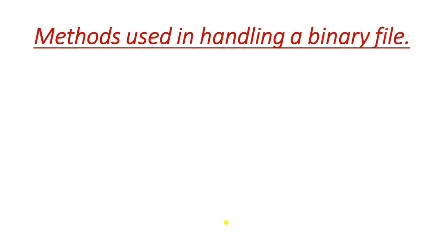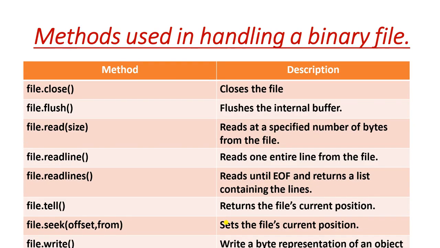Next is methods used in handling a binary file. The methods of text file and binary file are almost the same. There is no difference in that. The only difference is the mode. Whenever you are opening the file, you have to specify the mode, whether it is a text file or binary file. So these are the methods: close, flush, read, readline, readlines, tell, seek and write. We are aware of the methods.